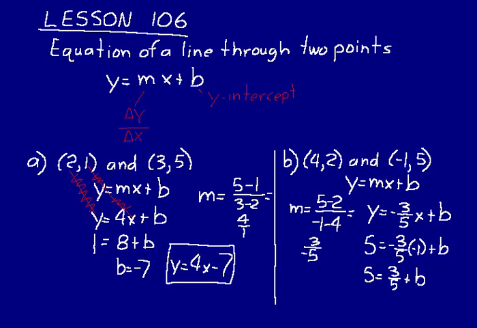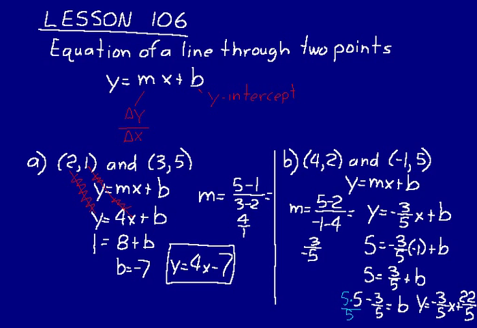And then we add a -3/5 to both sides, and we'd end up with 5 minus 3/5 is equal to b. We need to get a common denominator here, so we multiply above and below by 5, and we'd end up with 25 over 5 minus 3 over 5 is 22 over 5. And so our equation is y equals -3/5 times x plus 22 over 5.